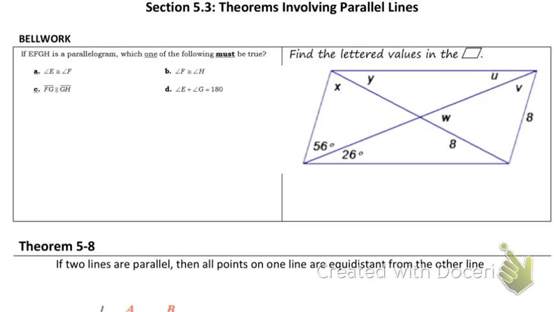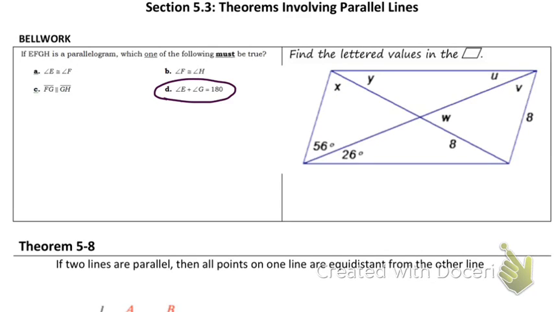Go through it. Make sure you pay attention, especially if you had D as your answer. All right. If this is a parallelogram, which one of these statements is true? Who got which one's true? Yes, D. D. I did not get that.